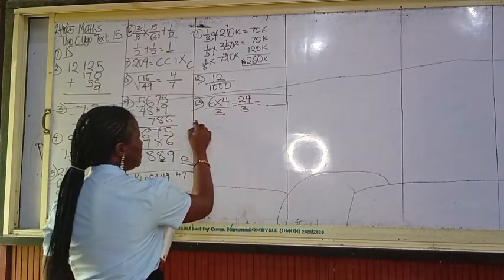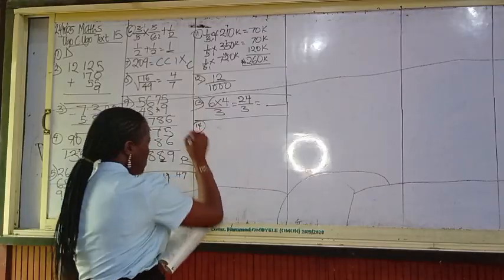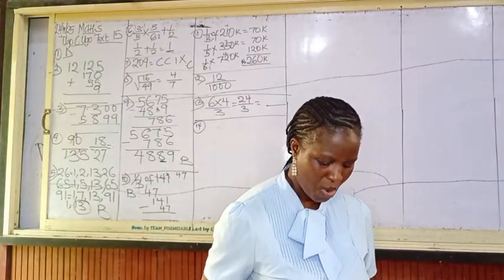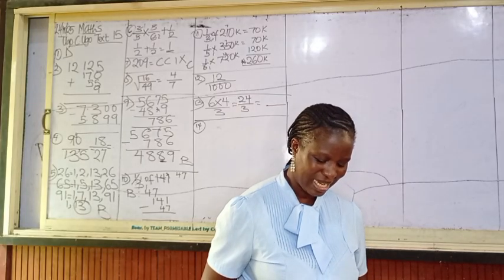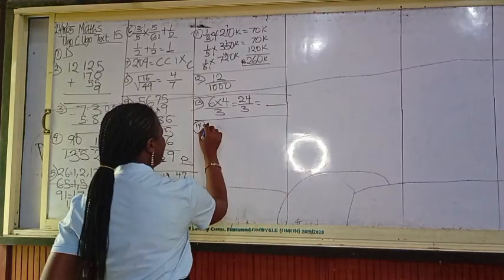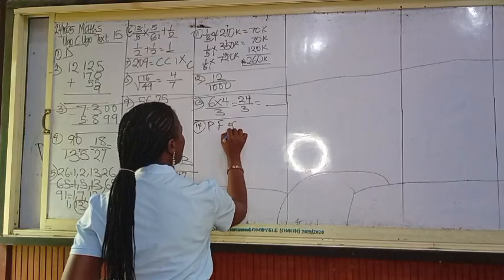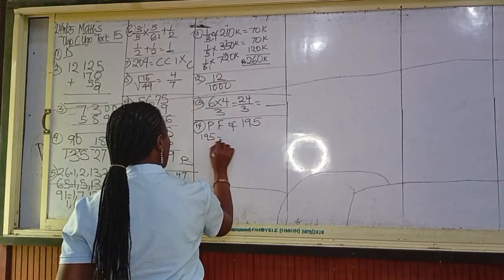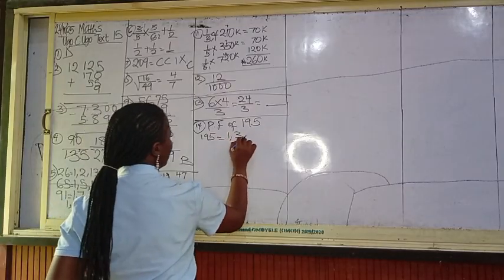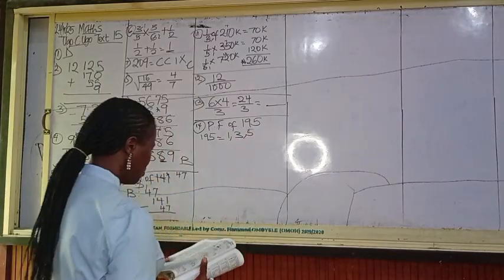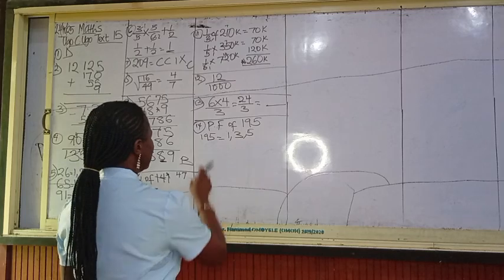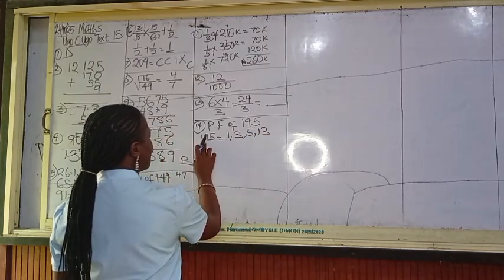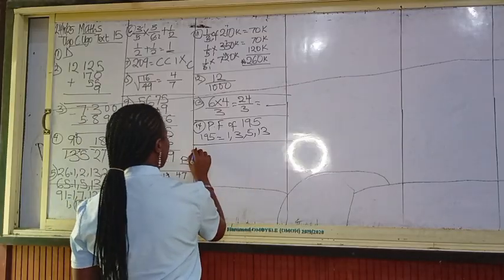Number 14 says, what are the prime factors of 195? So 195, we have 1, we have 3, we have 5, that can go, and we have 13. 13 can go in 195, yes, we have 13. 3 can go here, yes. So that is the answer there.